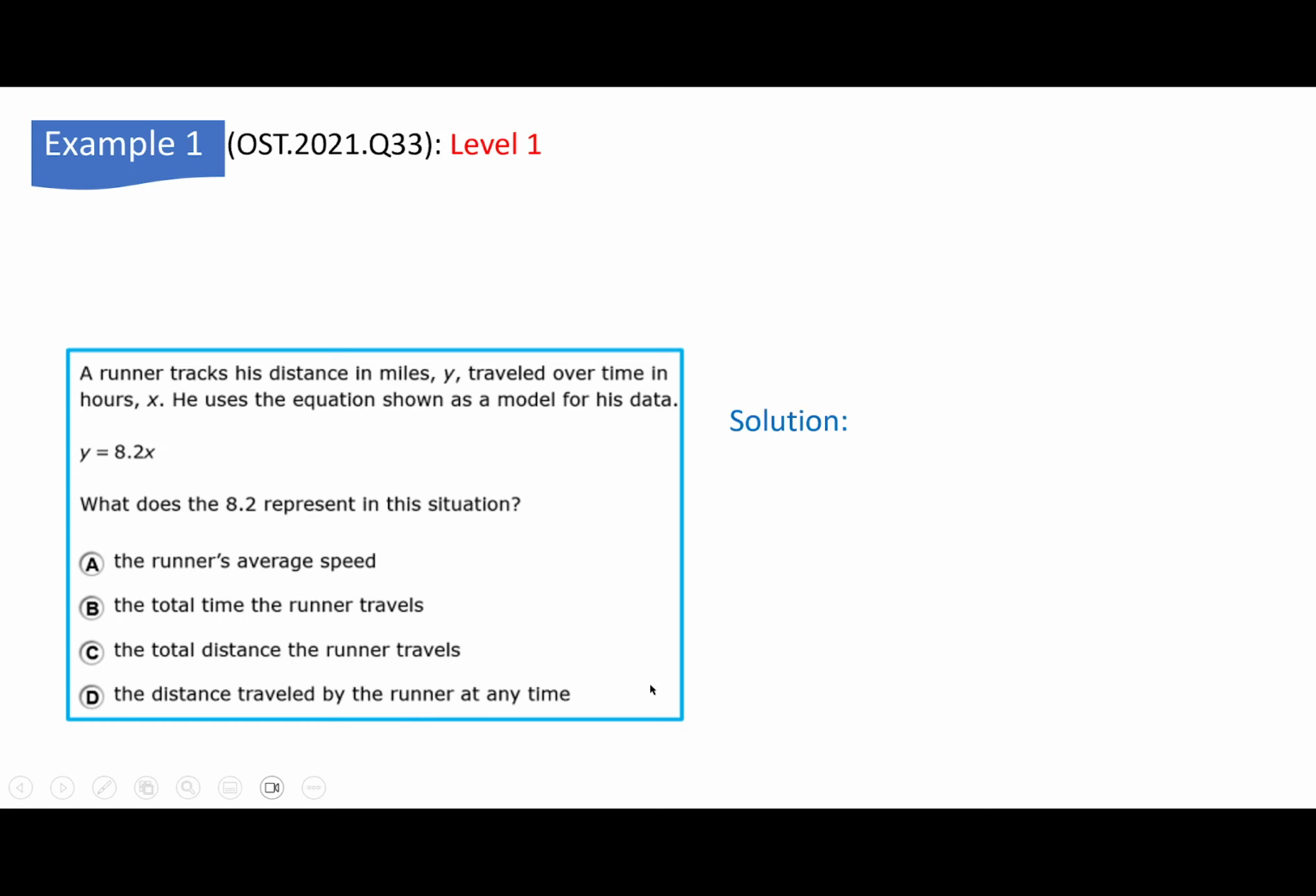So obviously this is a very simple equation. The answer will be the runner's average speed. The total time the runner travels, no. The total distance the runner travels has nothing to do with that. The distance traveled by the runner at any time, no.